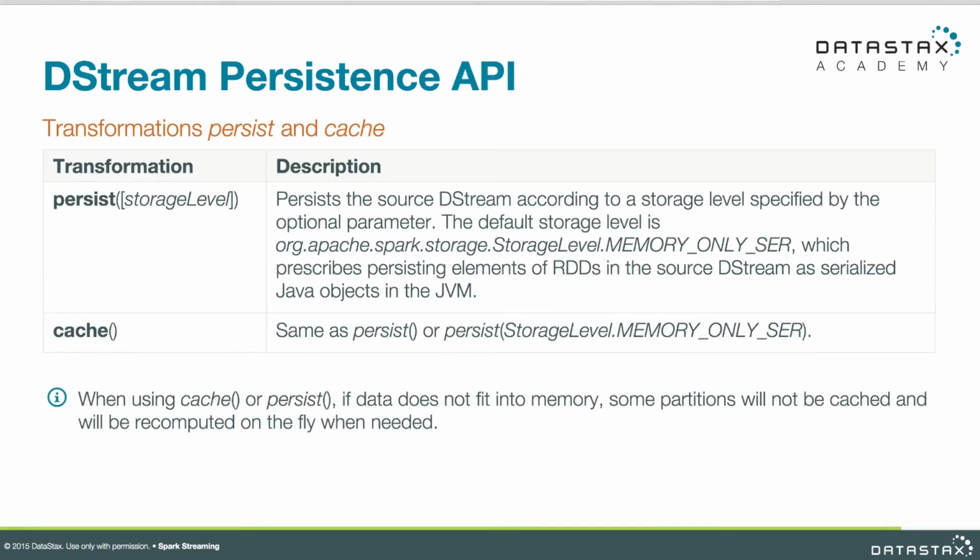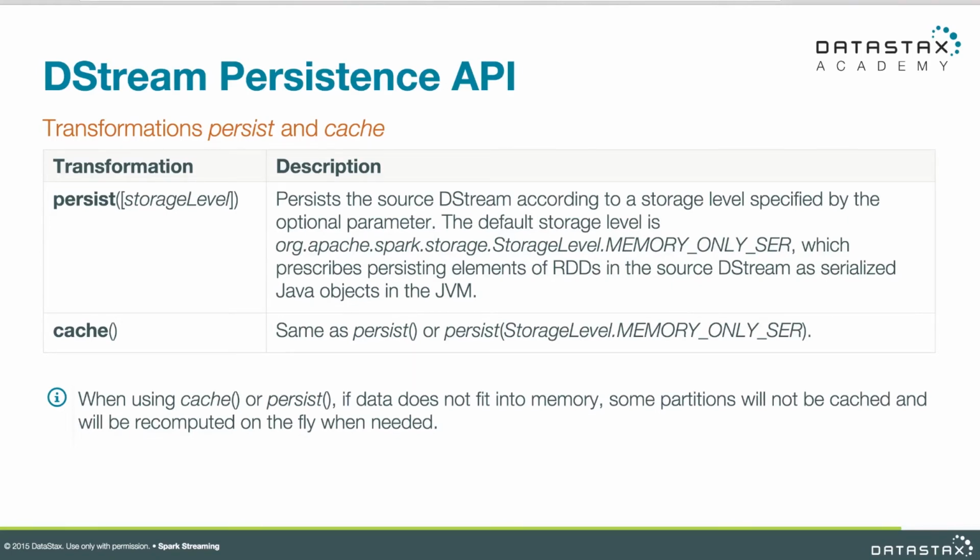The API looks hauntingly like the caching API for RDDs. We've got a persist method that lets us specify a storage level, which really is a way of saying, do I want this to be persisted to disk or memory? And the cache method, which is what you're going to see most of the time, which is another way of saying that you want to call the persist method, specifying the memory-only serialized option.